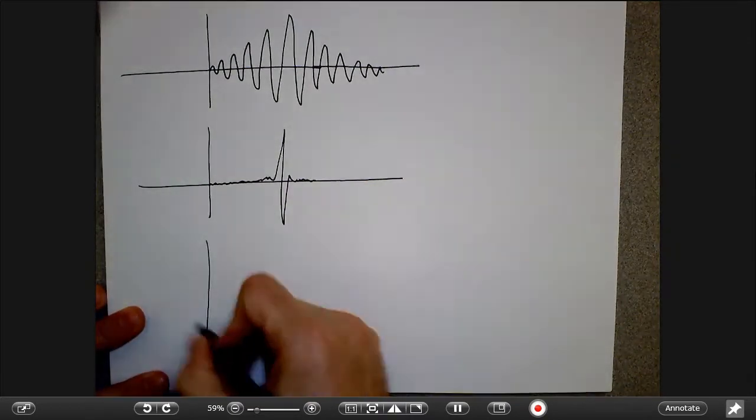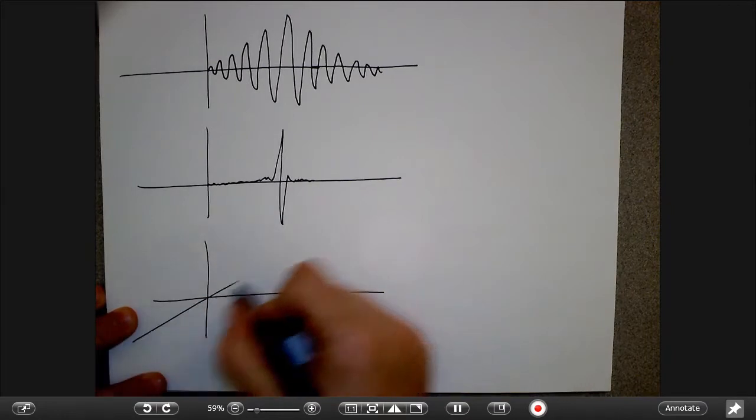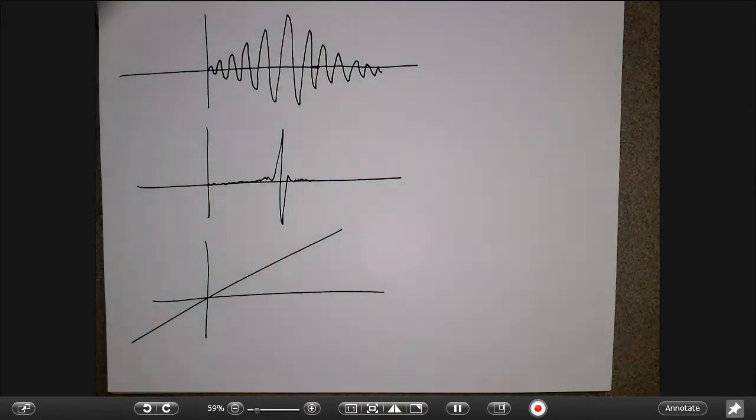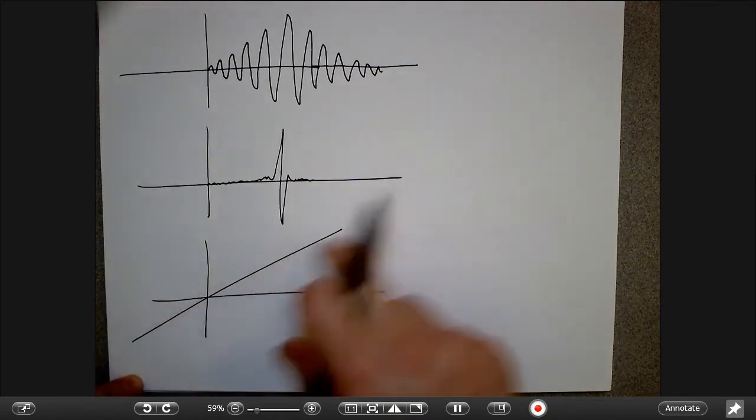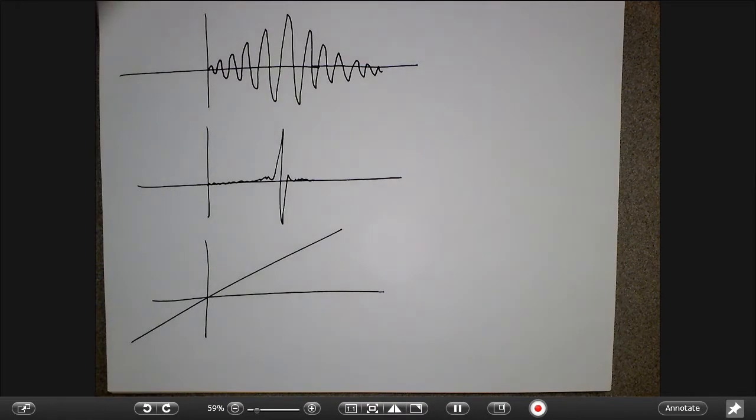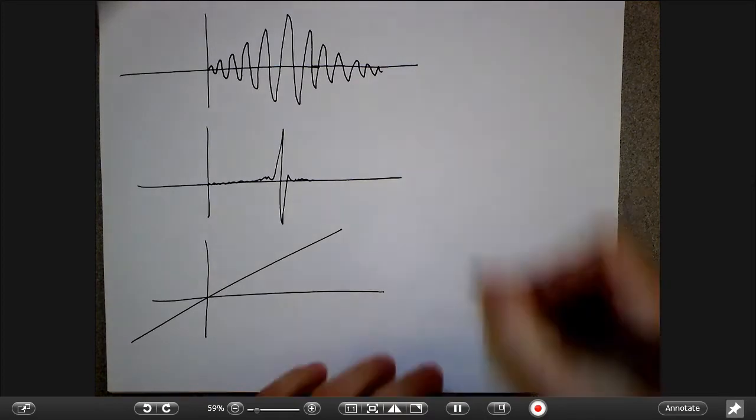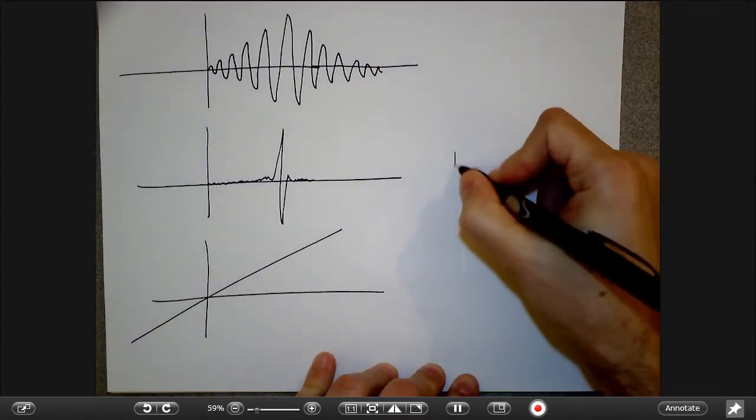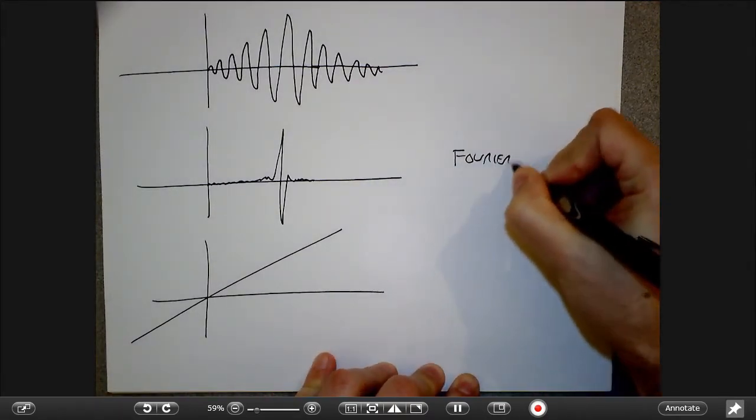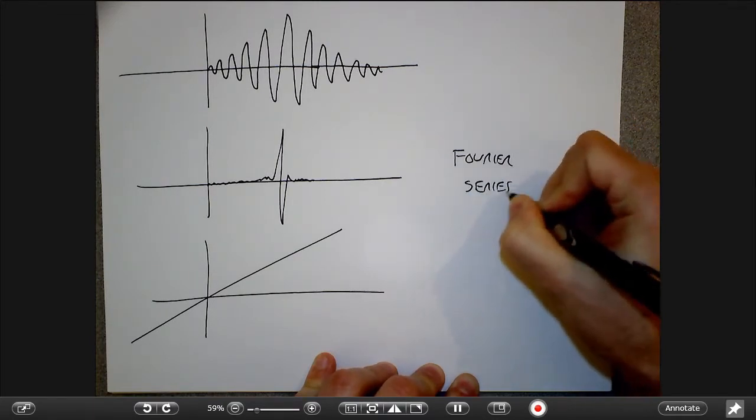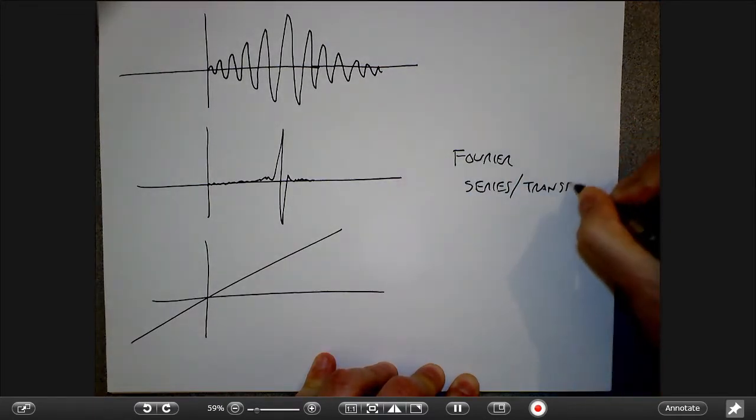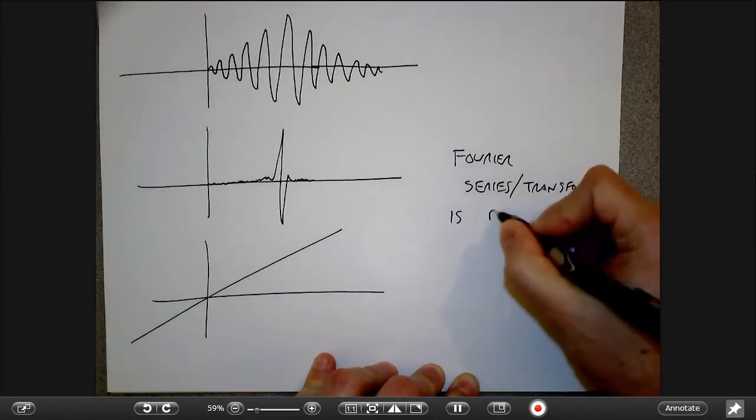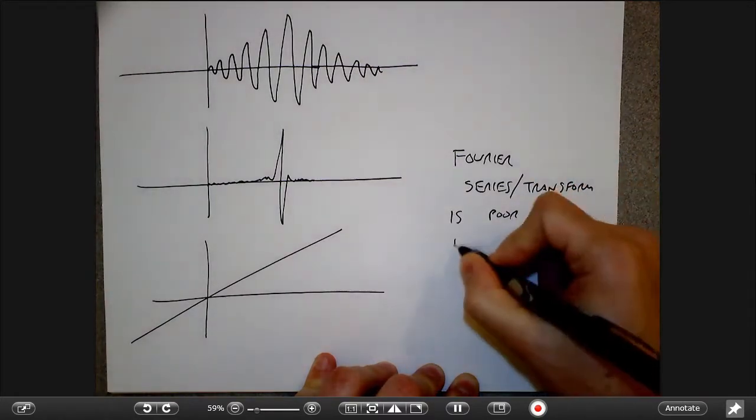And even things that are as simple as a straight line, right, that just keeps on climbing. A Fourier transform or Fourier series is not going to do very well at representing this, right? Because again, I have to make this smooth linear ramp that is not oscillating at all out of a bunch of oscillatory signals. And so in all these three cases, I would say the Fourier series and Fourier transform is poor at representing these kinds of signals.